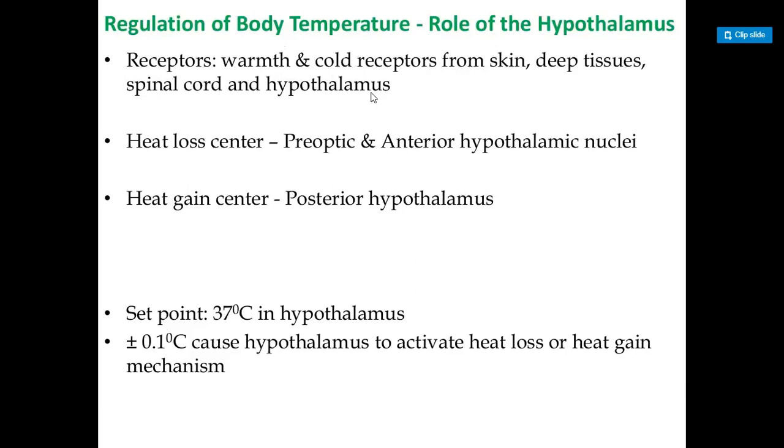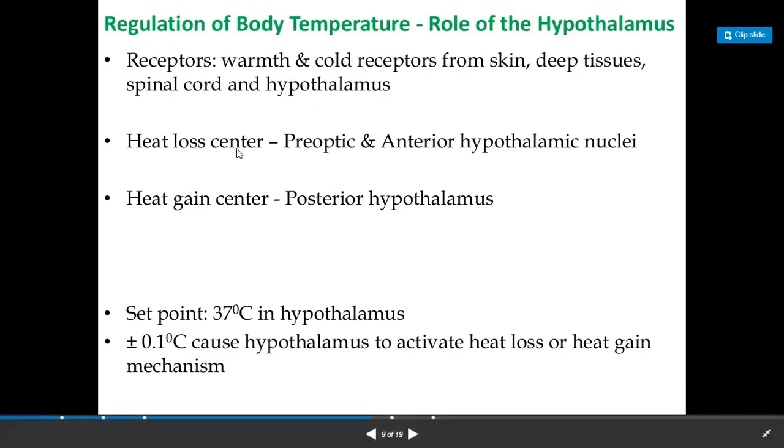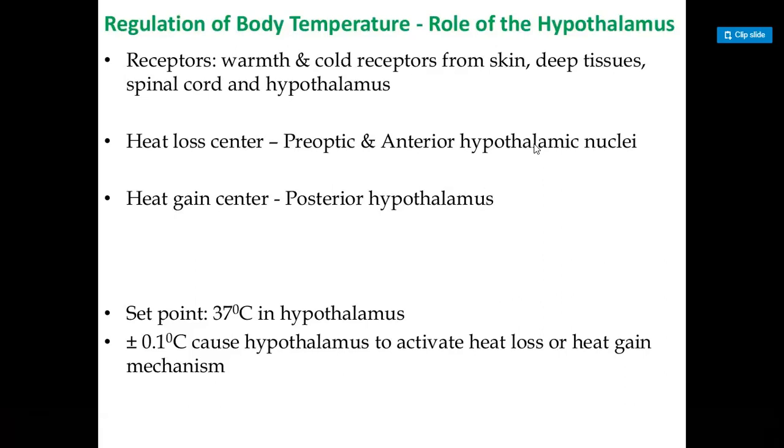Now, in the hypothalamus, we have two control centers for temperature regulation. We have the heat loss center, which is the preoptic and the anterior hypothalamic nuclei. In anatomy, maybe they would have shown you these centers. Now, they regulate heat loss. Then we have the heat gain center, which is the posterior hypothalamus. Remember that I told you that the hypothalamus also regulates water balance, because there are osmoreceptors there. And these osmoreceptors cause the secretion of antidiuretic hormone.